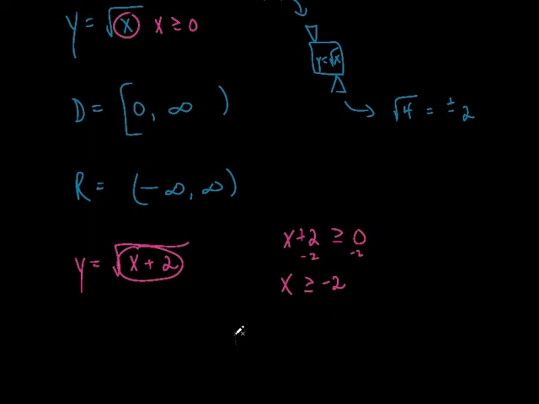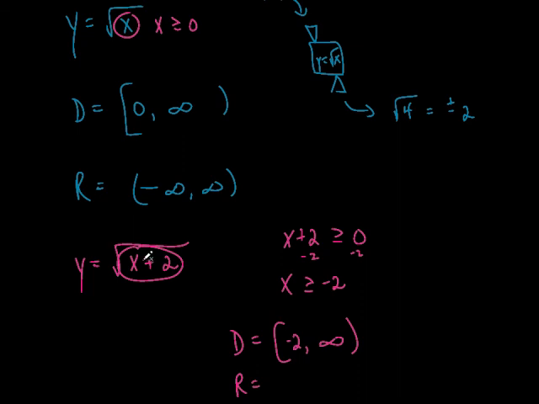Now how do I write this? This is my domain. How do I write this in interval notation? It's greater than or equal to negative 2. So it's a bracket, starts at negative 2, and it goes everything to infinity. That would be your domain. We good? What about the range?